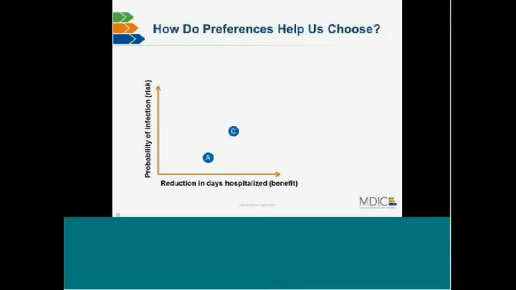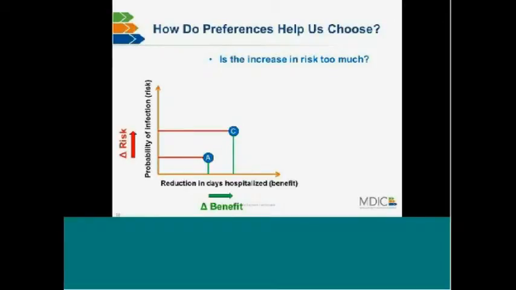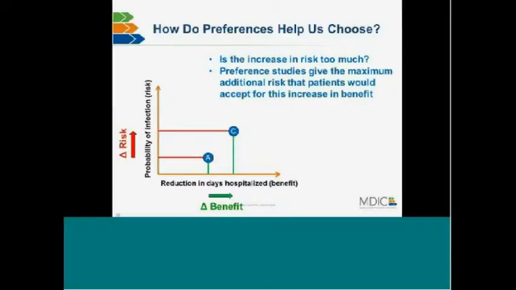So how do preferences help us choose? I've just taken the 2 devices at the end, A and C, and graphed them here. This is the change in benefit if I were to go from A to C. And this is the change in risk if I were going to go from A to C. And the question to ask is, given this change in benefit, is the increase in risk too much? You can ask it the other way. Given this increase in risk, is the increase in benefit too little?